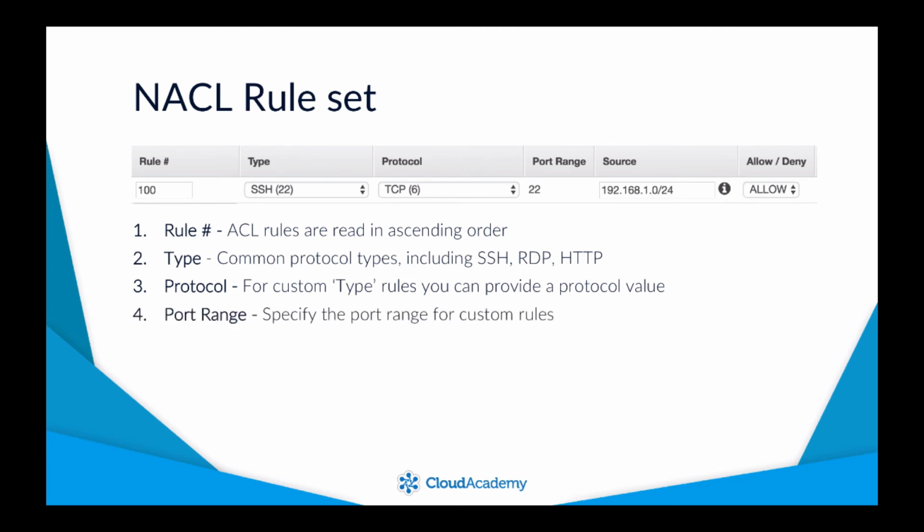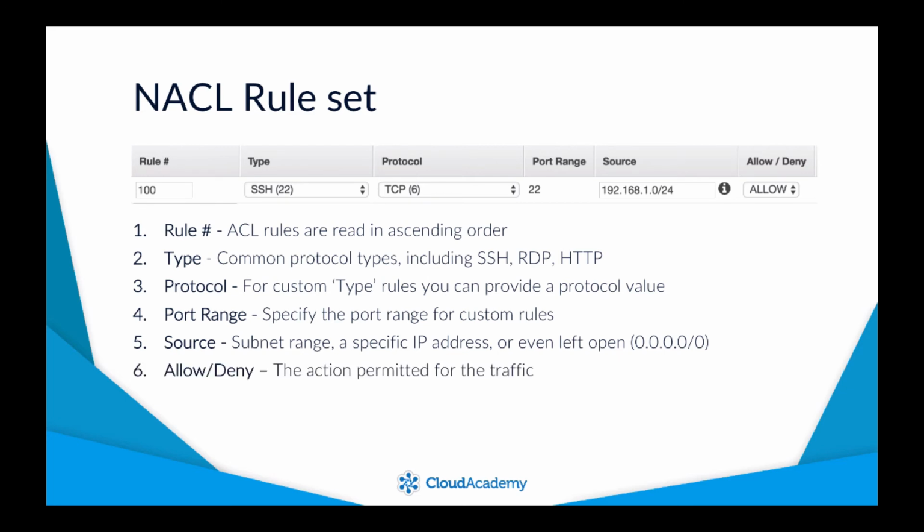Port range. If you do create a custom rule, you'll need to specify the port range for the protocol to use. Source. This can be a network subnet range, a specific IP address, or even left open to traffic from anywhere. Allow and deny. Each rule must include an action specifying whether defined traffic will be permitted to enter or leave the associated subnet or not.